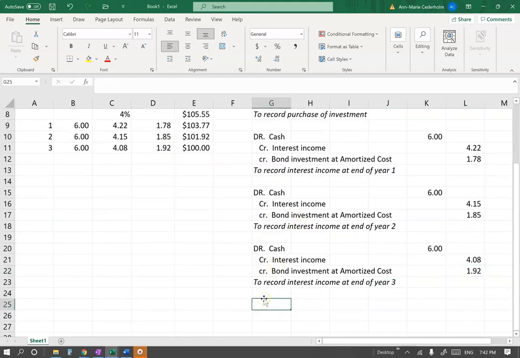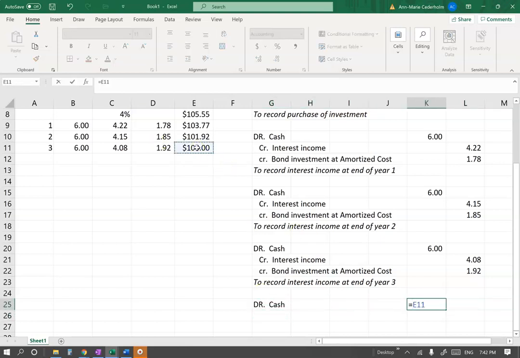And finally, when I'm ready to derecognize it, I'm going to debit my cash. So I'm going to receive 100, and then we'll credit the bond investment at amortized cost.